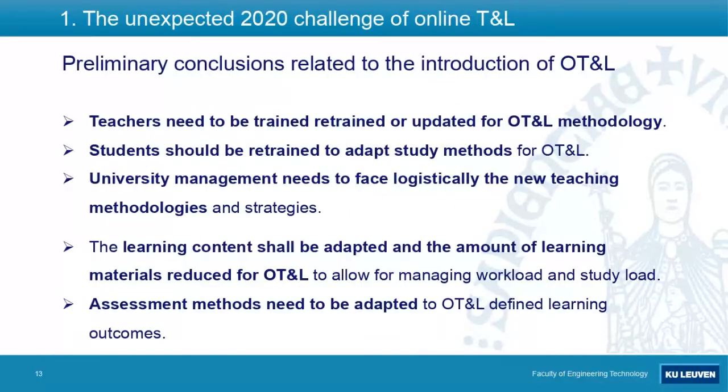Preliminary conclusions related to the introduction of online teaching and learning. First of all, teachers have to be retrained or updated for the online teaching and learning methodology. The students should be retrained too, so we need some information to transfer at the beginning of our online courses. The university management needs to face the logistical problems that are coming in with the new teaching methodologies, and at last also they have to adapt their strategies. The learning content has to be adapted and the amount of learning materials reduced, and the assessment methods need to be adapted. So these are some preliminary conclusions on online teaching and learning.